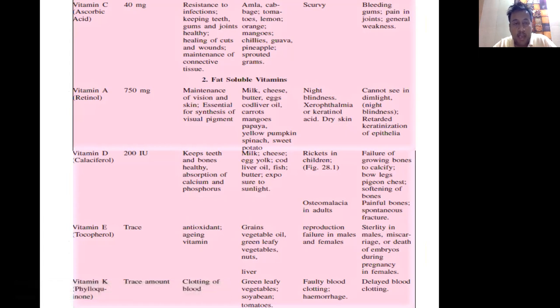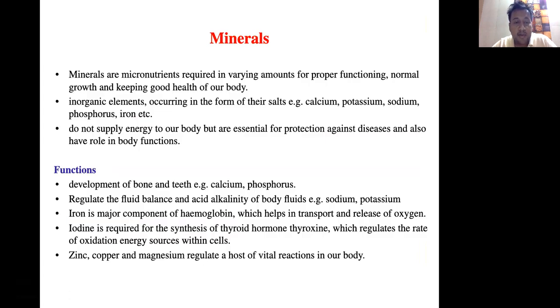Like I said, each vitamin has a different specific role, and deficiency of any of them can lead to many diseases, many problems. In the same way, the minerals also do not supply energy to our body, but are essential for protection against diseases and also have a role in body functions. They help in the development of bone and teeth, very commonly calcium and phosphorus. They help in regulating the fluid balance and acid alkalinity of body fluids, like sodium and potassium.